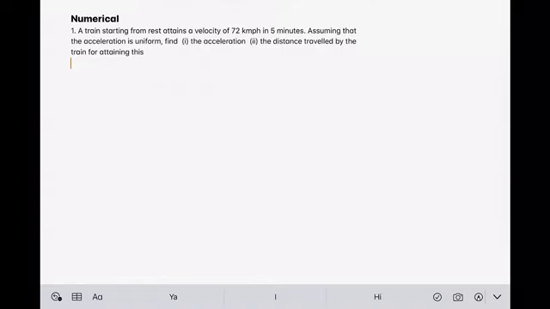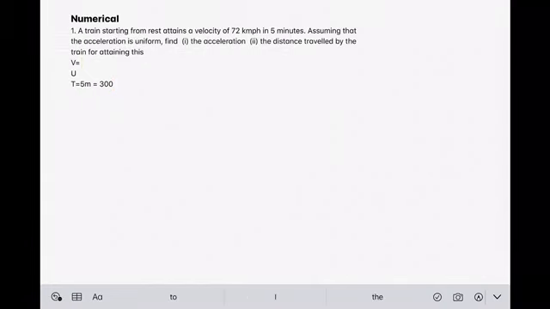Now we're going to be doing a numerical. As you can see, we have a question here. A train starting from rest attains a velocity of 72 kilometers an hour in 5 minutes. Assuming that the acceleration is uniform, find first the acceleration, then the distance traveled by the train for attaining this. So first we're going to start off by finding the given. Time is 5 minutes, which also equals to 300 seconds, because 5 into 60 equals to 300.